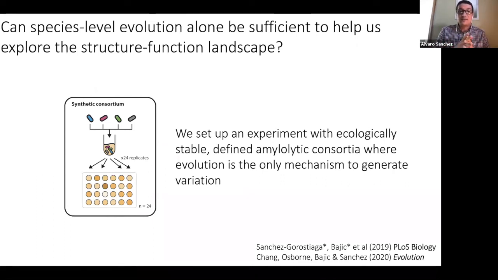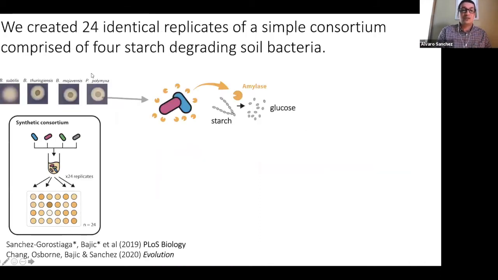We create a synthetic consortium, and we were selecting for the ability of this synthetic consortium to hydrolyze starch. So we chose four different soil bacteria that secrete amylase to the environment. Amylase is an enzyme that breaks down starch, producing glucose, as well as other disaccharides and small oligosaccharides.